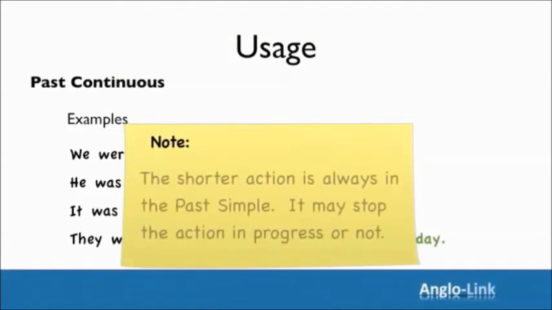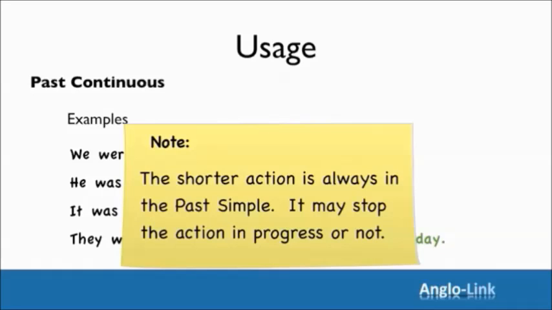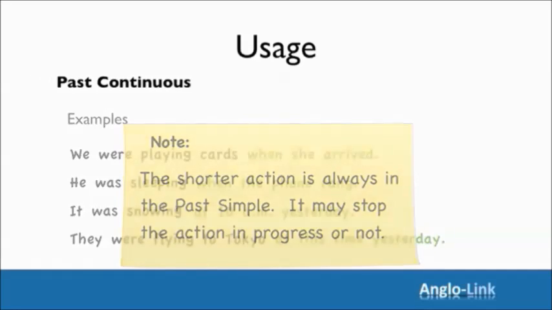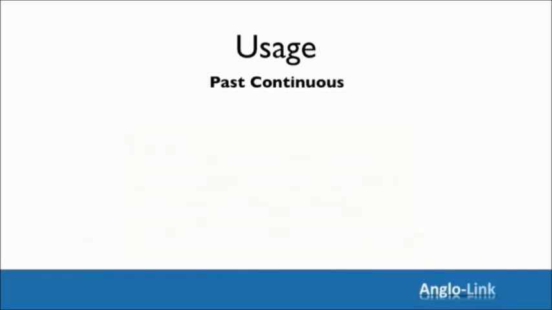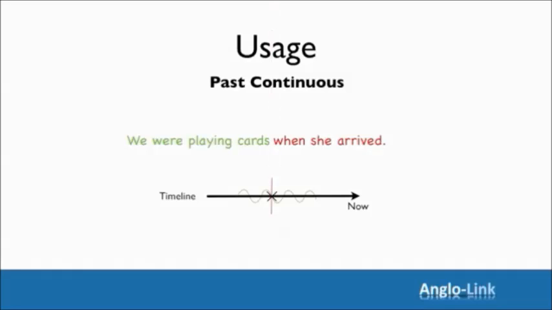Note that the shorter action is always in the past simple tense. This past simple action may or may not stop the action in progress. Let's look at the timeline for the past continuous tense. We were playing cards, that's the action in progress, when she arrived, when another action took place in the middle of it.